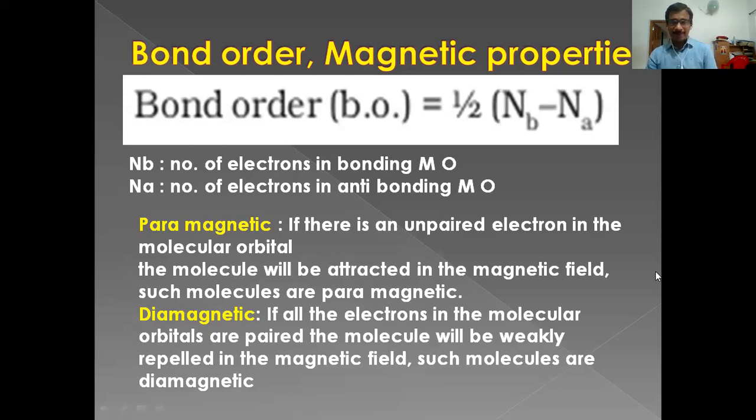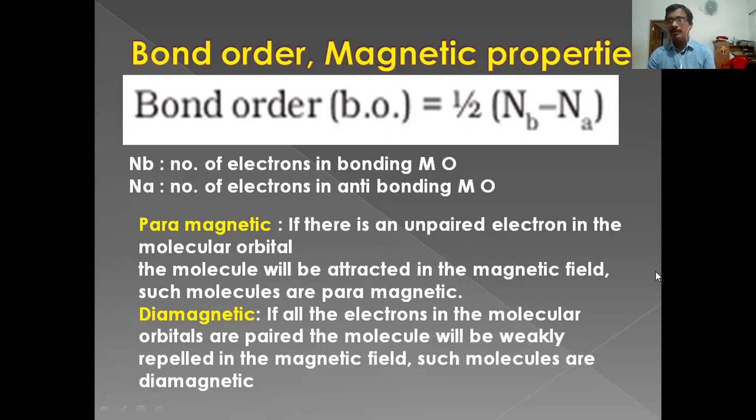Bond order is defined as half of the difference between the number of electrons in the bonding molecular orbital and the number of electrons in the anti-bonding molecular orbital. We can write the equation: bond order is equal to half into Nb minus Na. Nb means number of electrons in bonding molecular orbital, BMO. Na means number of electrons in anti-bonding molecular orbital. Then you will get the bond order value.